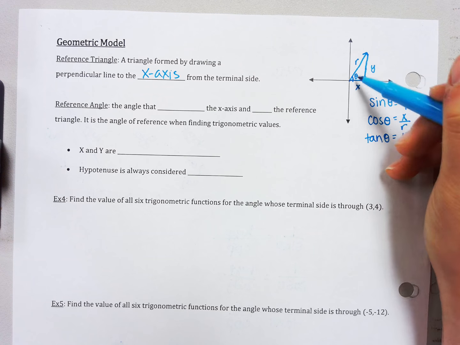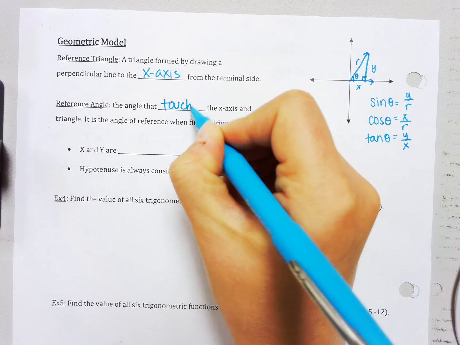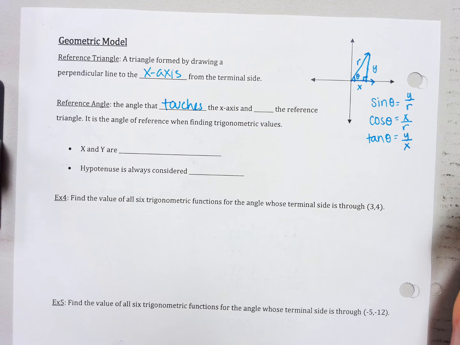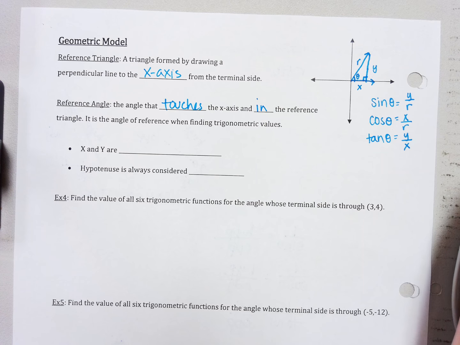So this right here is called my reference angle. That's the angle that touches the x-axis. It's always touching the x-axis, and it's in the reference triangle itself.